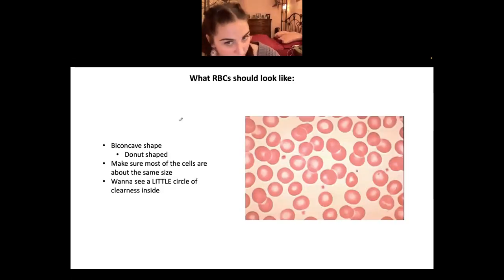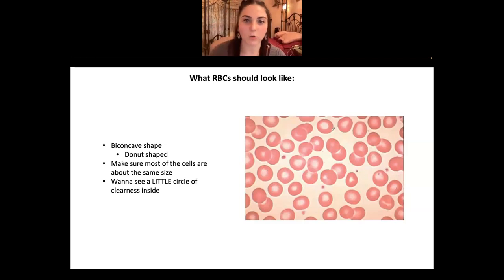So this is what your red cells should look like. They should look what's known as biconcave. You guys know this, right? They're biconcave because they're carrying oxygen. They look like donuts. So you see what's known as a central pallor. You want to see a little circle of clearness inside of them, in the middle. This is your central pallor.